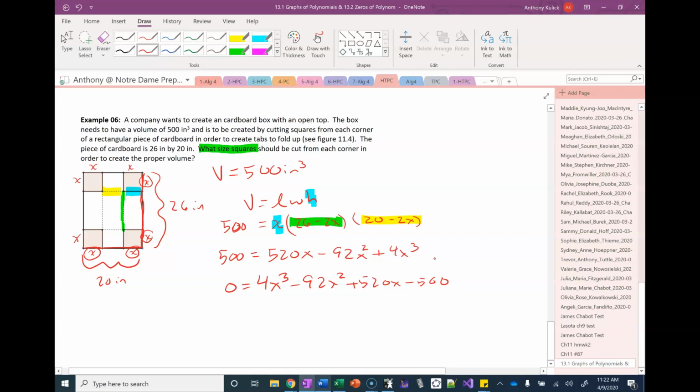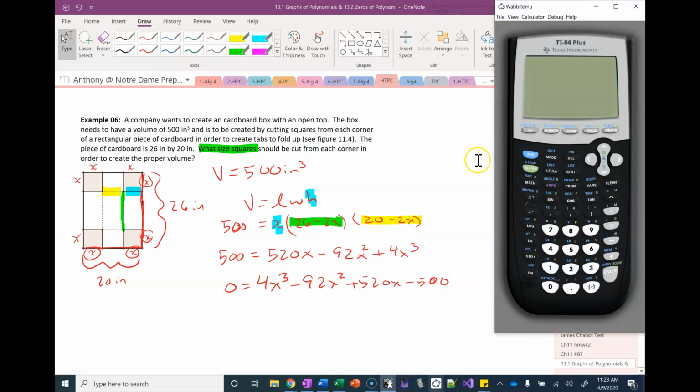And then what I'm going to do is graph this and look for the zeros. I'm choosing to graph this because looking at this, there's no obvious factoring for me to do here to be able to solve this. And if I can't solve it by factoring, graphing is a nice alternative.